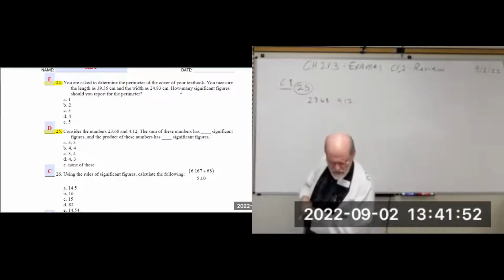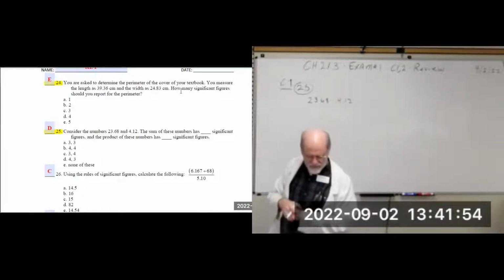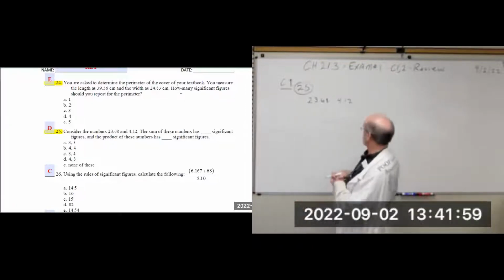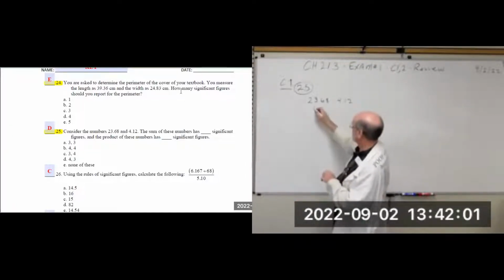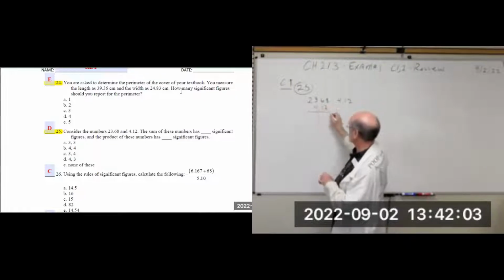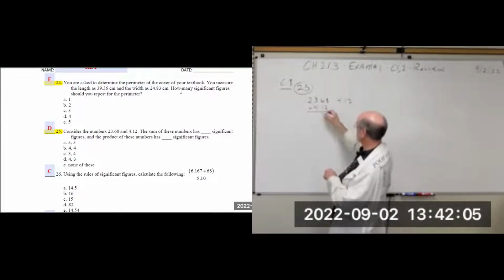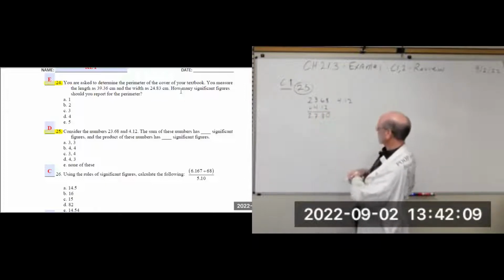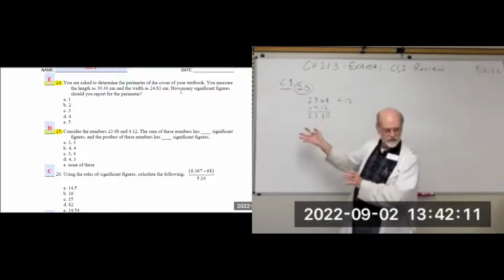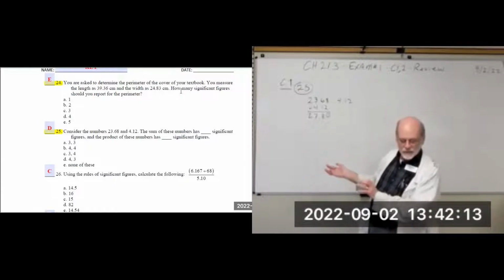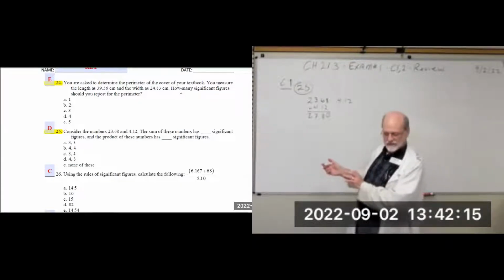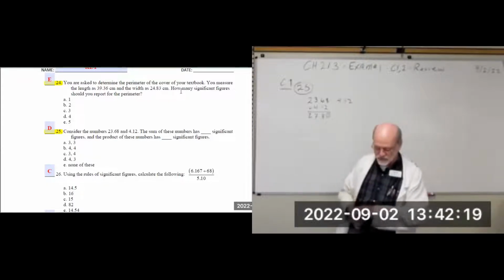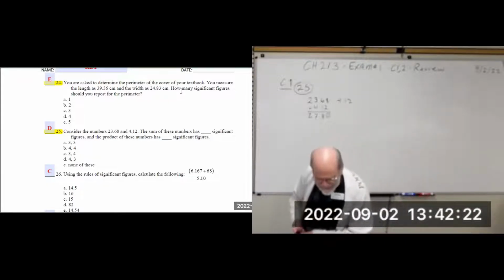Okay. Consider the numbers 23.68 and 4.12. The sum of these numbers has how many significant figures, and the product? Okay. So the sum, 10, 7, 8, 7, 2. The sum has 4 significant figures, right? How many will the product have? 3, right? So the answer is 4 and 3, which is D.